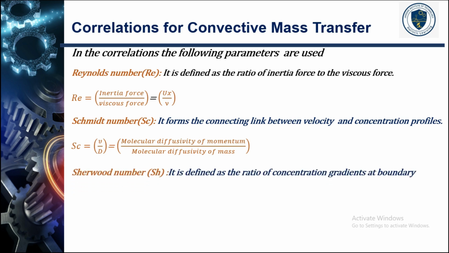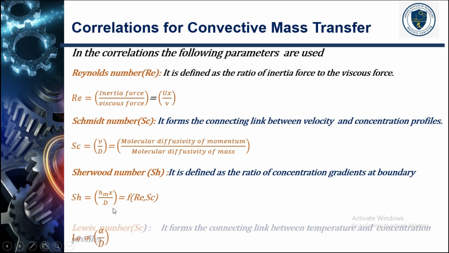Now we move on to the Sherwood number. The Sherwood number is the ratio of concentration gradients at the boundary. It is found with the formula h_m x divided by D. Here h_m is the convective mass transfer coefficient, x is the length, and D represents the diffusion coefficient. The Sherwood number is very much identical to the Nusselt number in our heat transfer problems. The Sherwood number can be calculated with the help of correlations as a function of the Reynolds number and Schmidt number.